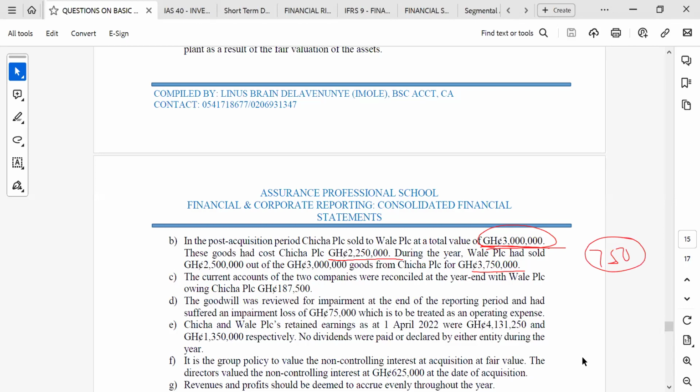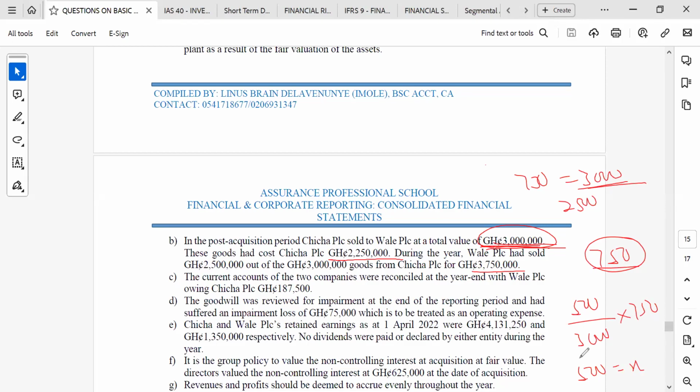So it means that if we sold all these goods, the profit will be 750. So 750 is for the 3 million goods. But what is the value of the goods sold? 2.5 million. So it means that we have sold only 2.5 million. What is the portion that we are not sold? 500. So we just find the unrealized profit on the 500. It will be 500 over the total sales multiplied by the 750, because the 750 is on the 3,000 goods. So that is how you do it.